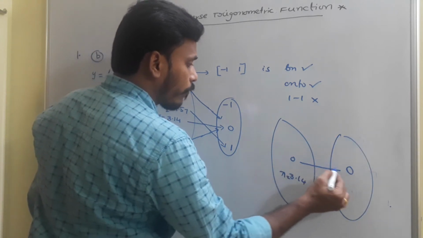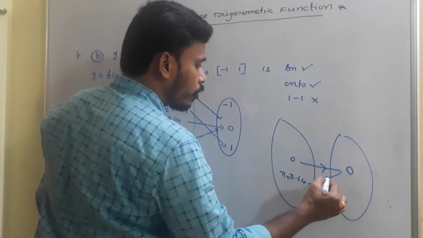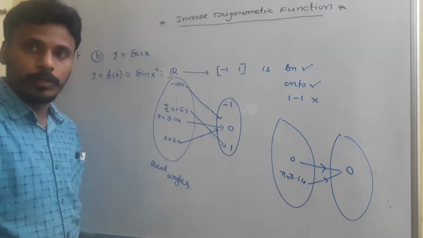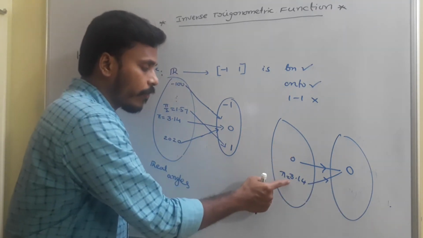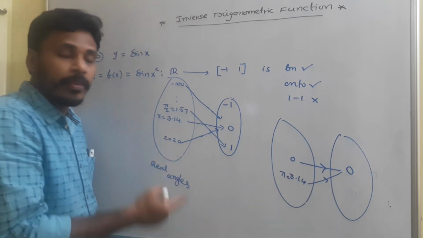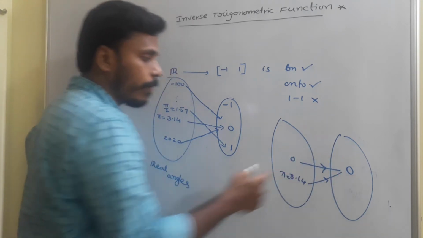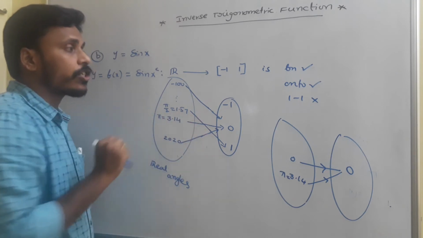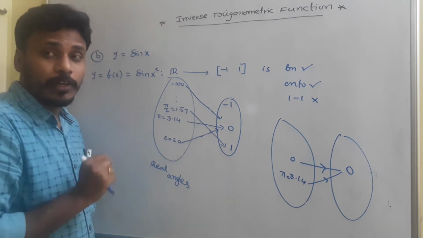Sine 3.14, sine pi, is also 0. These two elements are just mapped to 0 only. Actually these two are different elements, but they are connected to the same image. Different elements are having the same image here, and that's why this function is not 1-1. You just have a look.